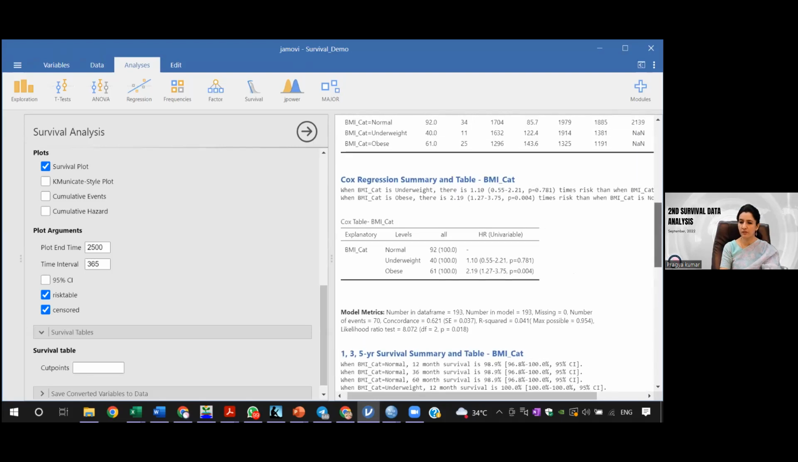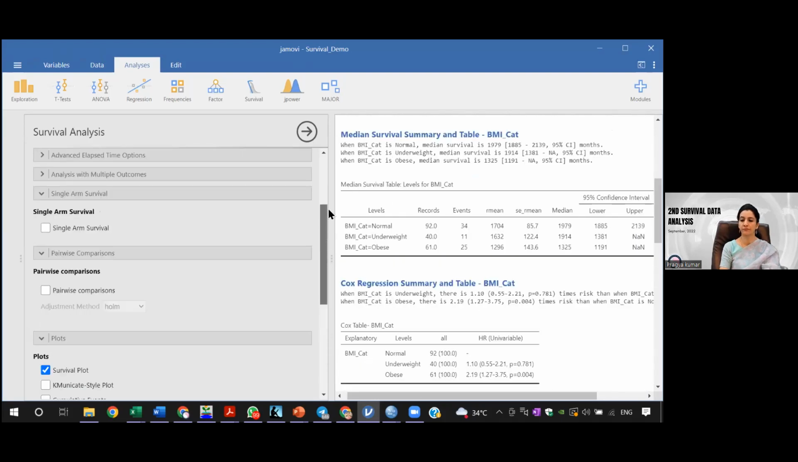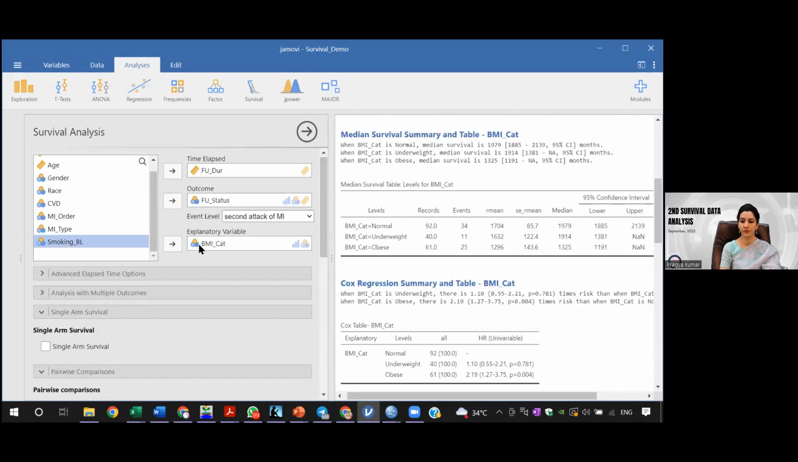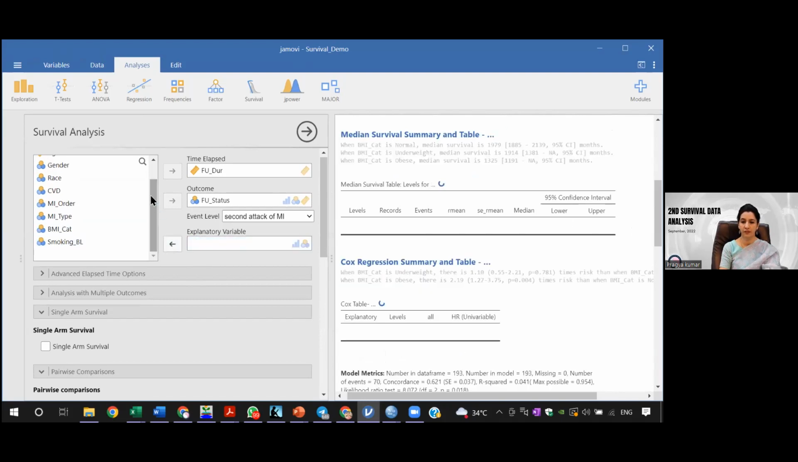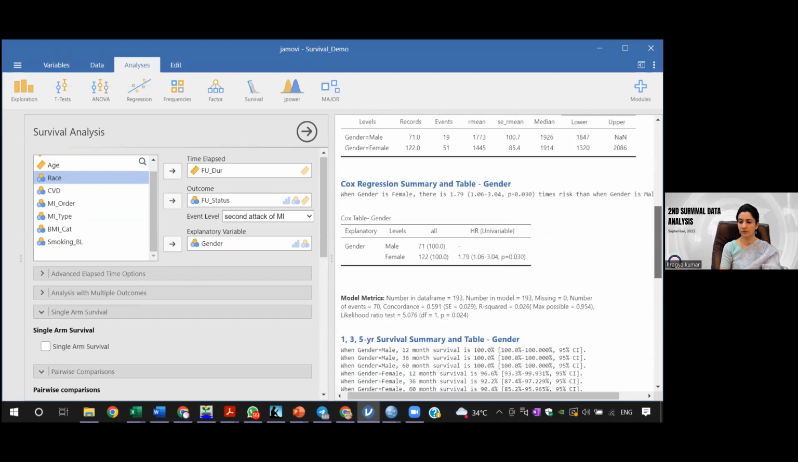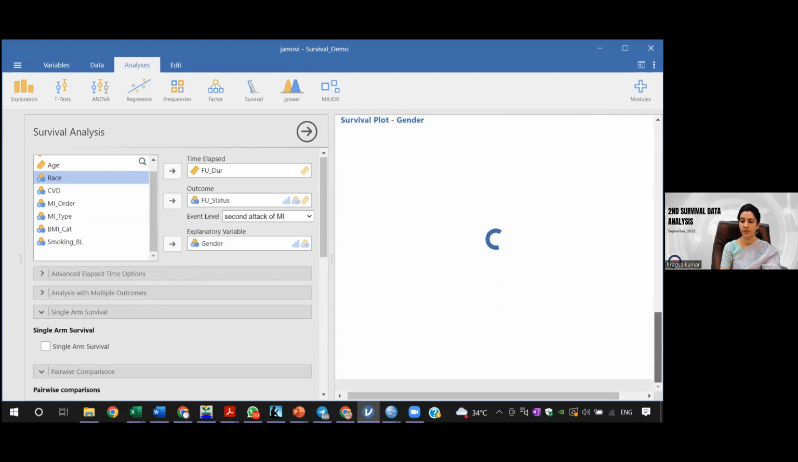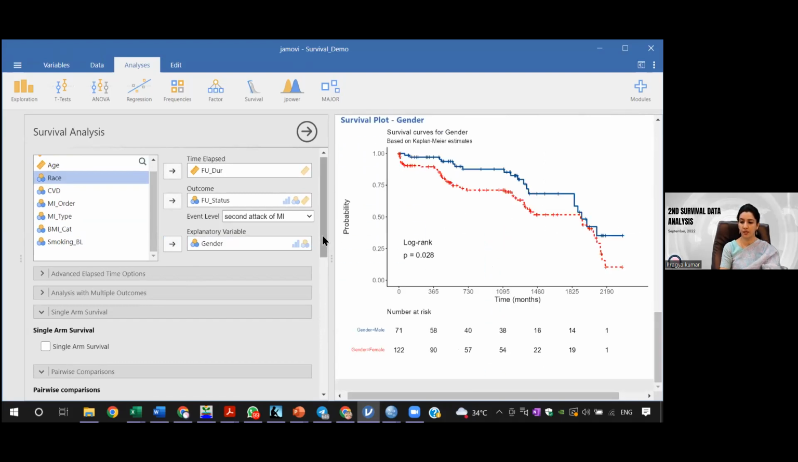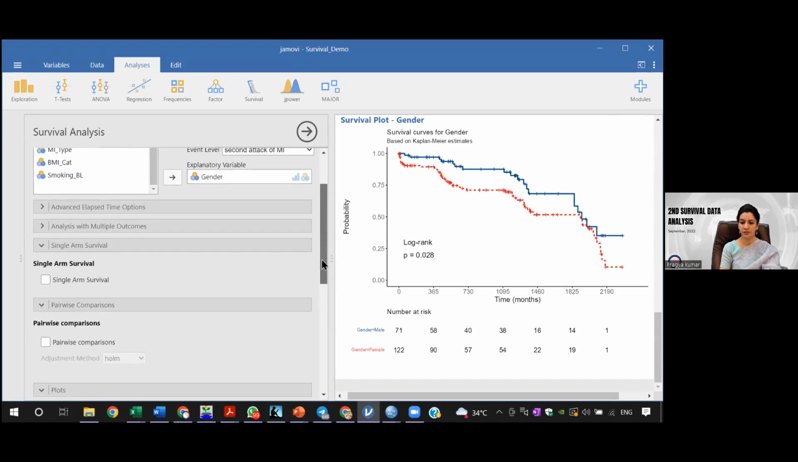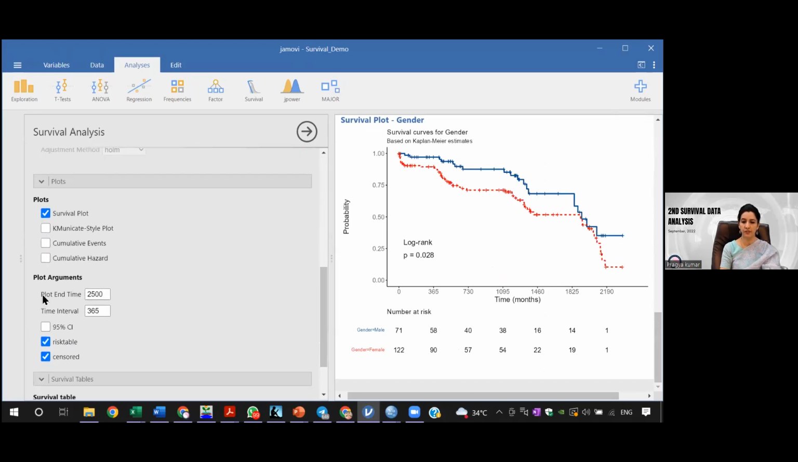So yes, we can see that with male also. So instead of this, if I put the gender, then also the graph. So this is important, this function. If you want to improve the appearance of the graph, then this option, this plot argument, plot end time and interval time. So we have kept interval time as 365 days till 2500 days.